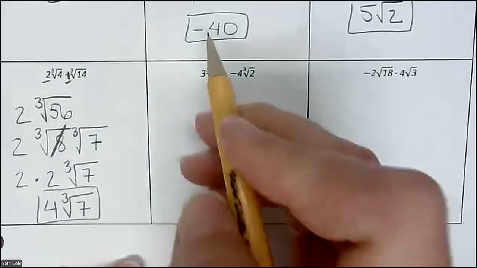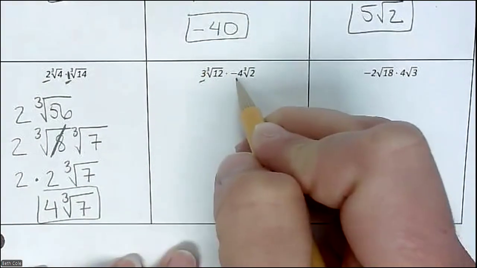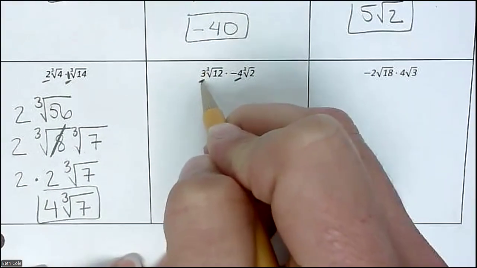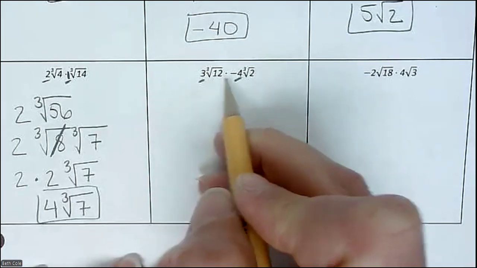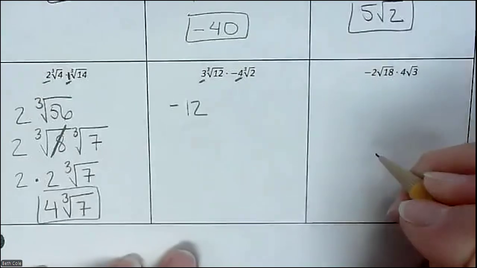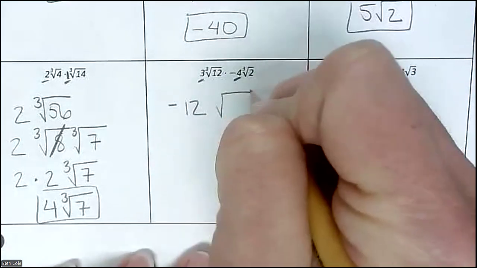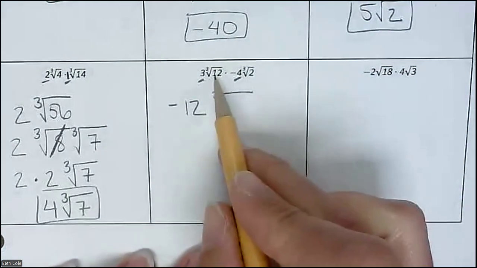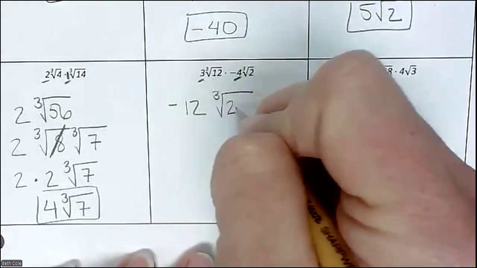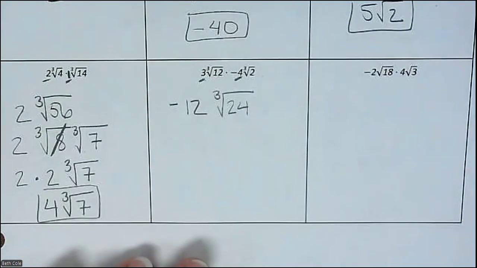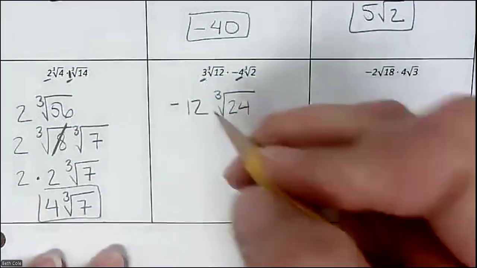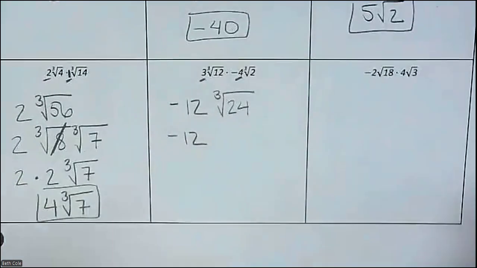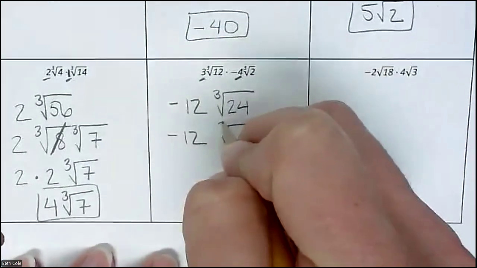All right, let's try 2 more and then you can have a break. So multiply your coefficients. That's going to be 3 times -4. That's -12. Good job. Cube root, and then you're going to multiply what's underneath together. So 12 times 2 is 24. All right, so the -12 is just there. The -12 is just going to follow us along until the end of the problem.